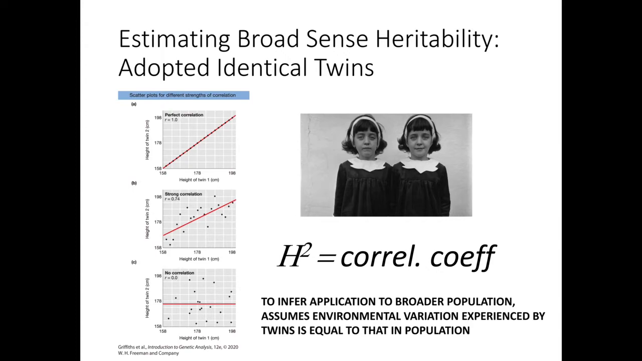And that could be the case, say, for example, if adoptees that are identical twins tend to end up in the same socioeconomic group, that might be a subsample of the broader amount of socioeconomic variation. This would be a problem. So to infer application to a broader population with this type of approach, you assume that the environmental variation experienced by the twins is equal to that in the broader population.